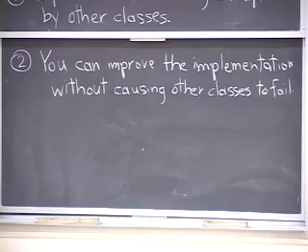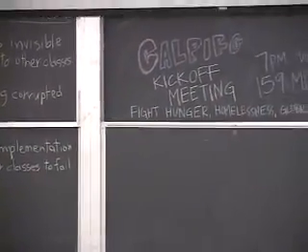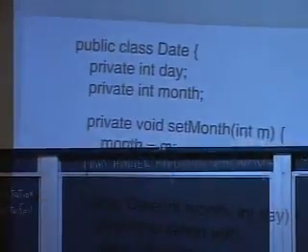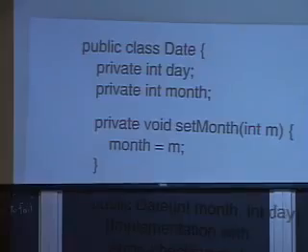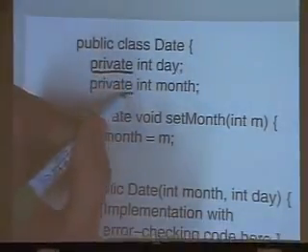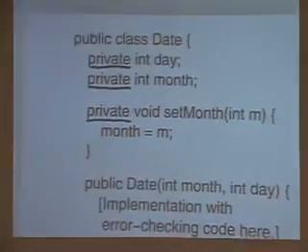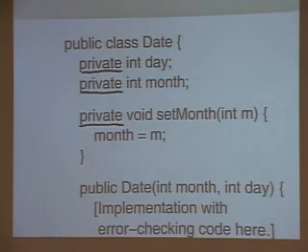So I want to give you a simple example of this using dates which you're already familiar with. So here's a simple little date class. And I've made it really simple. I've just got a day and a month in it. But you'll notice I've declared the day and the month private. And I've got a little helper method called setMonth, which is used for internal purposes. And I've also declared that private. So those methods are not accessible from outside the date class.